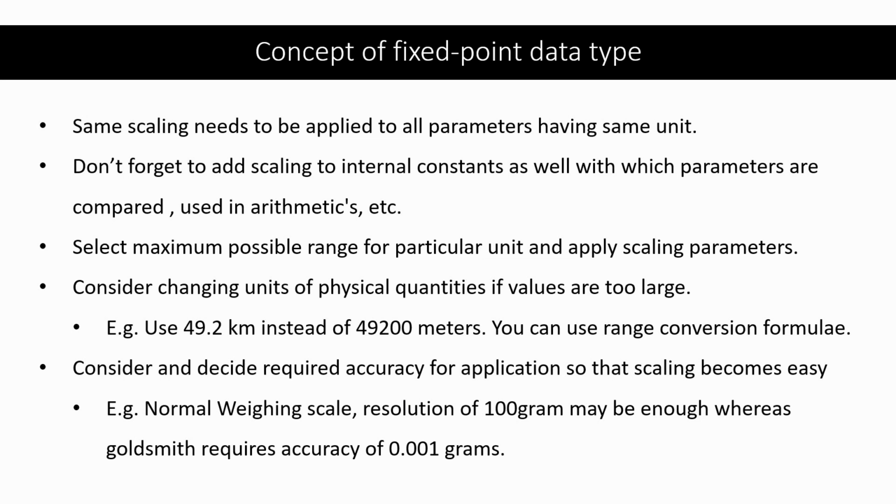For example, we can use 49.2 km instead of 49,200 meters. We can use a range conversion formula in our control logic. Consider and decide required accuracy for the application so that scaling becomes easy. For example, in a normal weighing scale, resolution of 100 gram may be enough. However, a goldsmith requires accuracy of 0.001 grams.